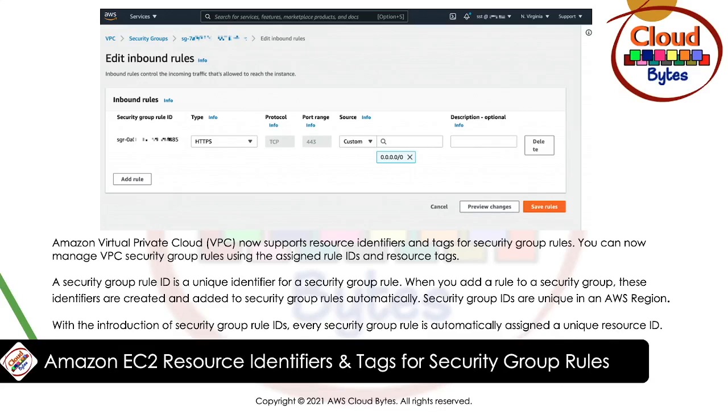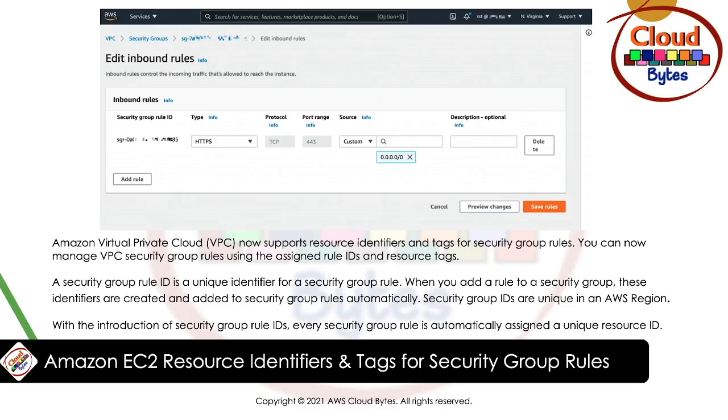Amazon EC2 Resource Identifiers and tags for security group rules. Amazon VPC now supports resource identifiers and tags for security group rules. You can now manage VPC security group rules using the assigned rule IDs and resource tags. A security group rule ID is a unique identifier for a security group rule. When you add a rule to a security group, these identifiers are created and added to security group rules automatically.